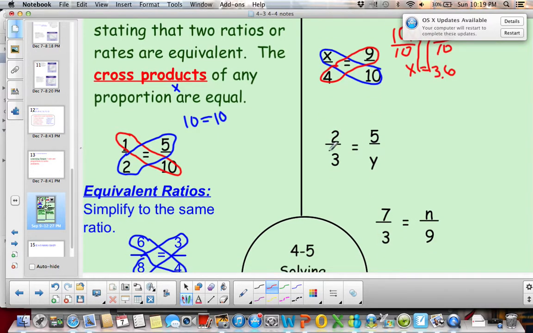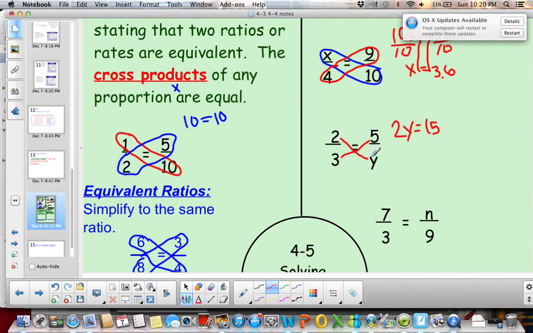Okay, if we have 2/3 equals 5 over y, even though our variable is in a different place, we still do the exact same thing. So we have 2 and y, and then 3 and 5. Some people like to circle them. Some people like to just draw lines in between so they remember. Whatever's more comfortable for you. So 2 times y, so 2y equals 15, because we have 2 times y and then 3 times 5.